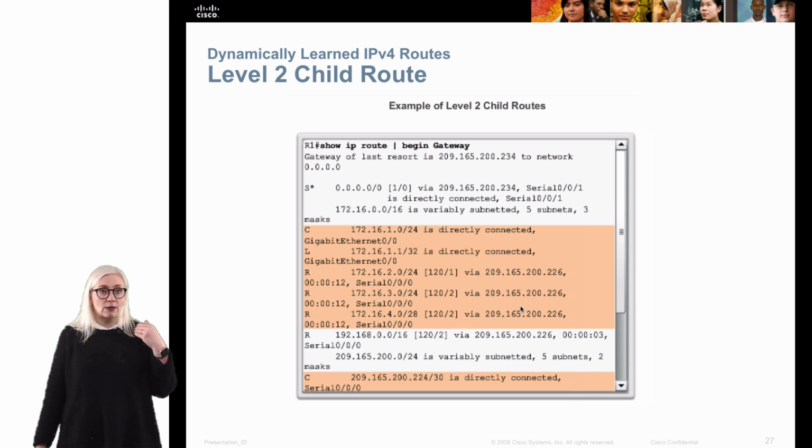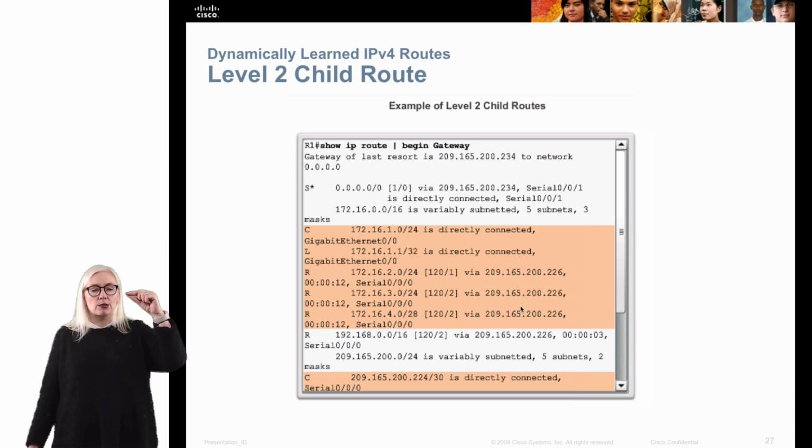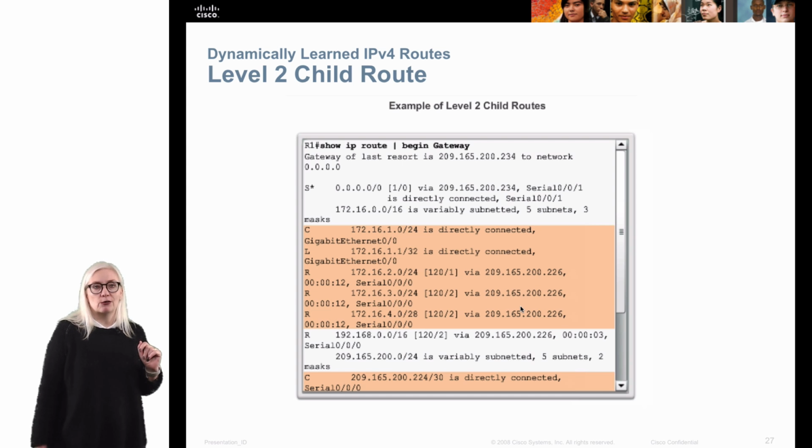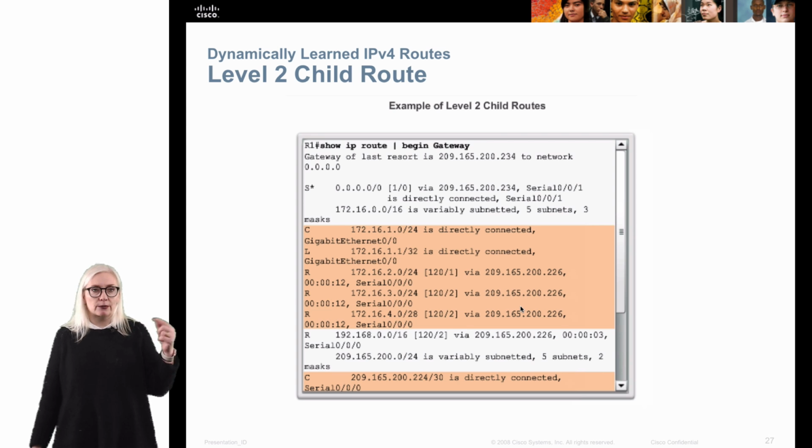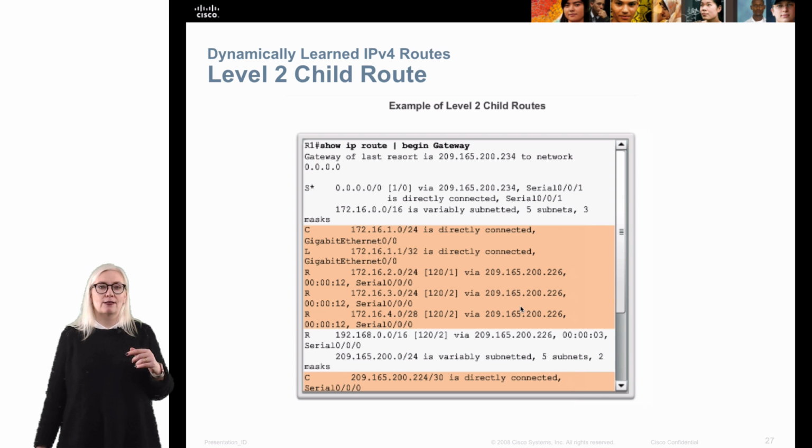Then the level 2 child route is, of course, the child of the parent, which means that it tells us how we have done the subnetting. If the parent route tells me that I have 5 different subnets, then I have 5 different child routes, which tell us exactly which subnets I have on which interface, or with which next hop. So it tells me how this subnet is actually done. And you can see here that the child routes also have an exit interface or a next hop.